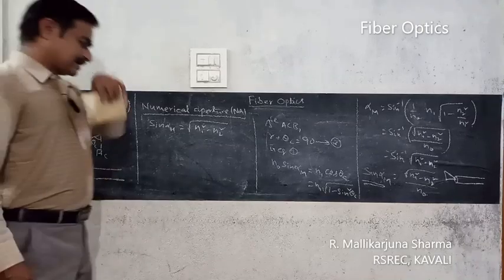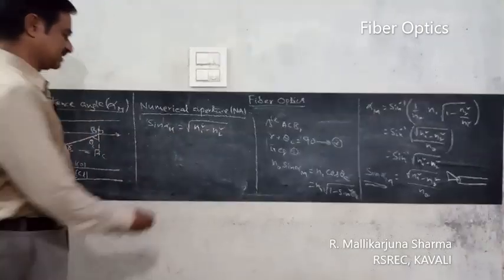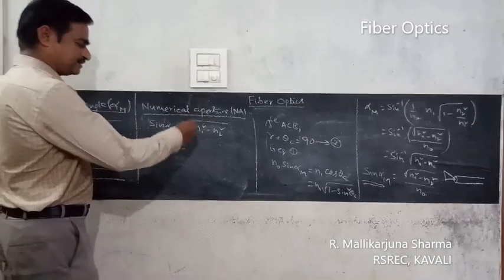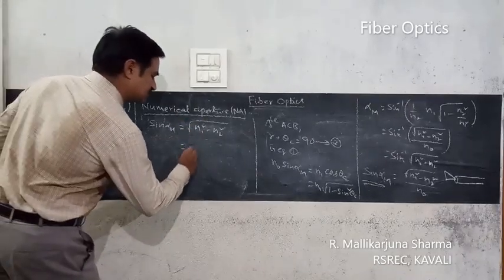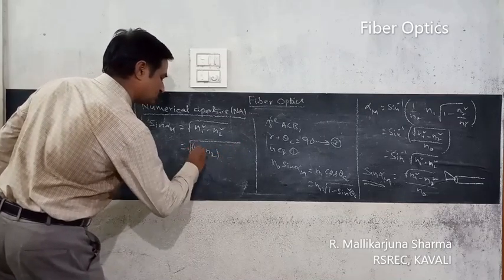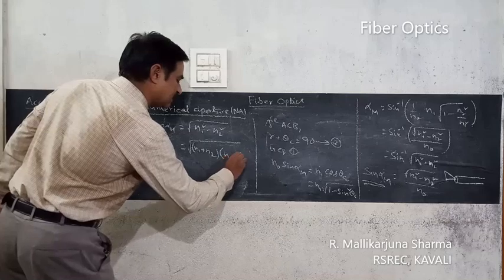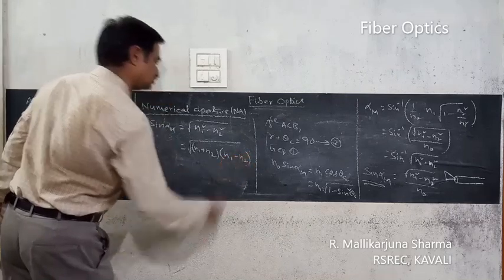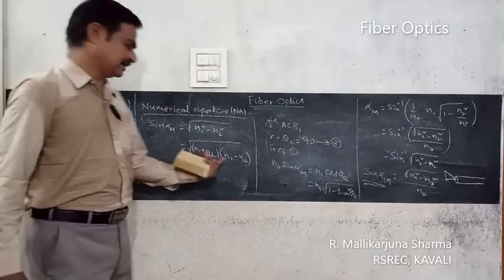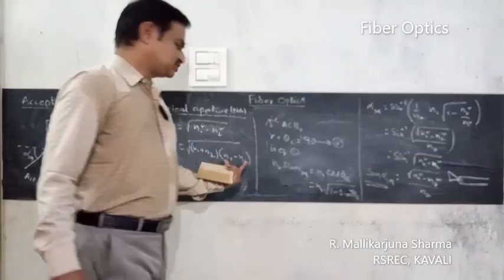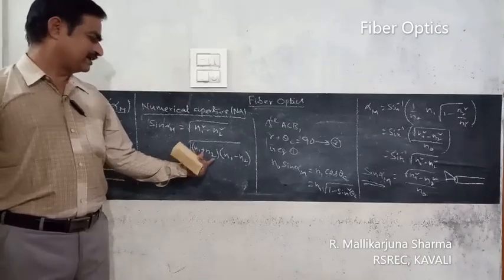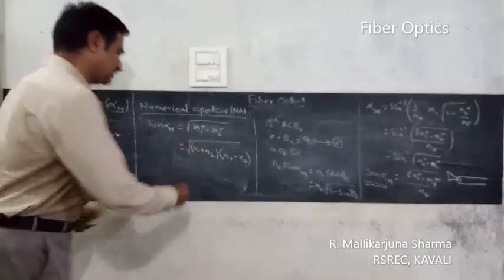For practical purposes, we are going to simplify this equation. It can be written as a square minus b square equals a plus b into a minus b. That is root of n1 plus n2 into n1 minus n2. We know the difference between these two is very small, so n2 is approximately equal to n1. If we substitute n2 equal to n1, we get 2n1.